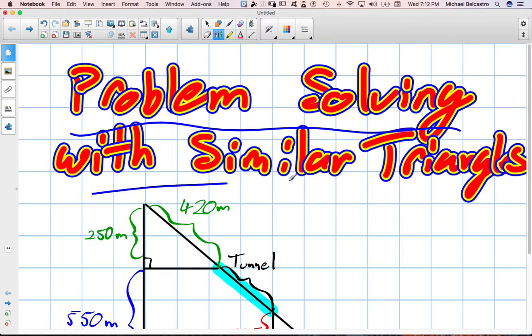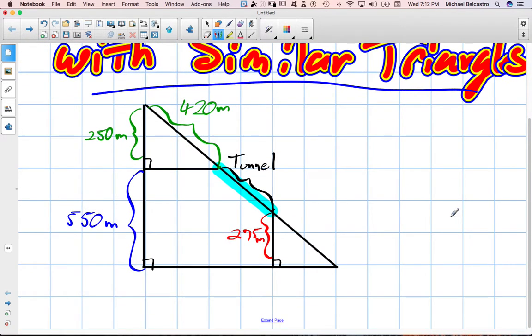So, problem solving with similar triangles. We have a problem solving question here, and they're asking us for the length of the tunnel, which is this space between what looks like two smaller triangles within a much larger triangle.